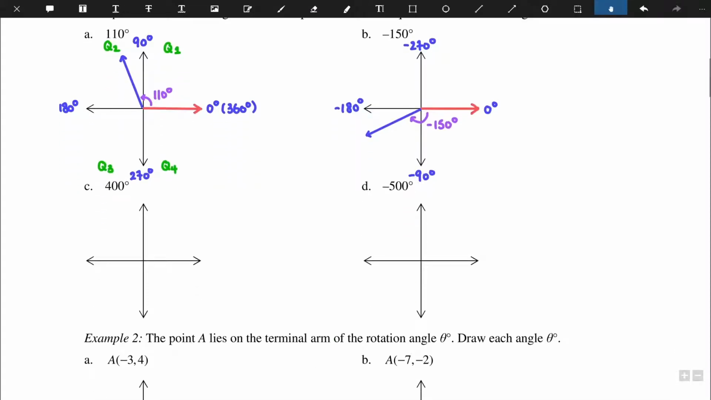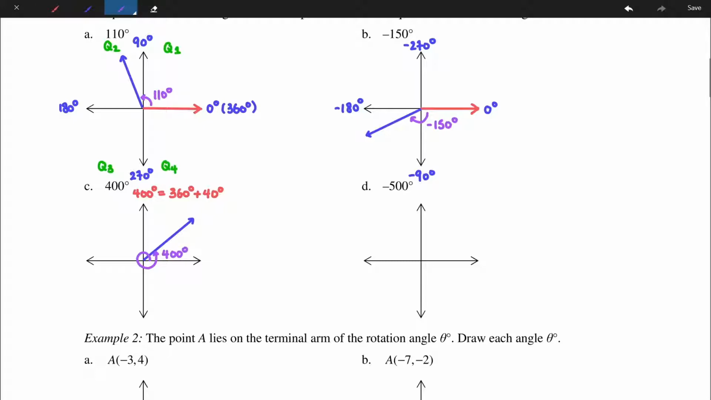We have 400 degrees, so consider that 400 degrees is equal to 360 degrees plus 40 degrees, which means we actually complete a full rotation and then have 40 degrees more to go. And therefore our terminal arm will be somewhere around here. But we must have gone around the circle once and then reached 400 this way.